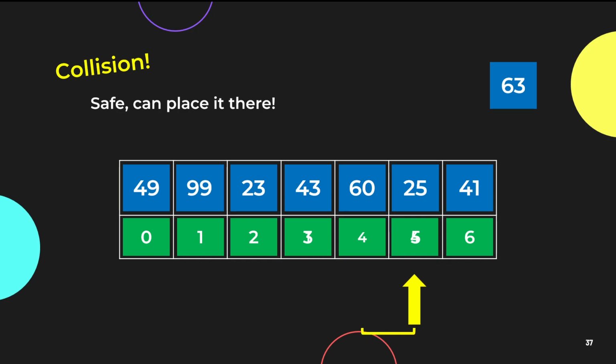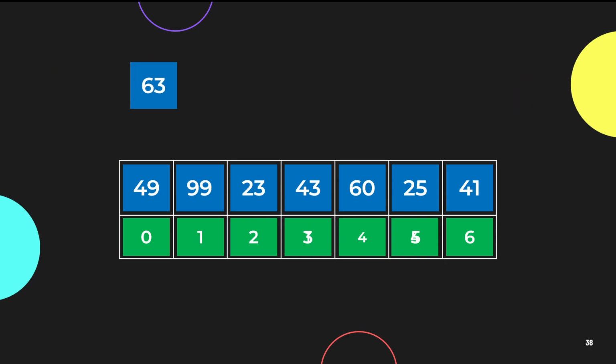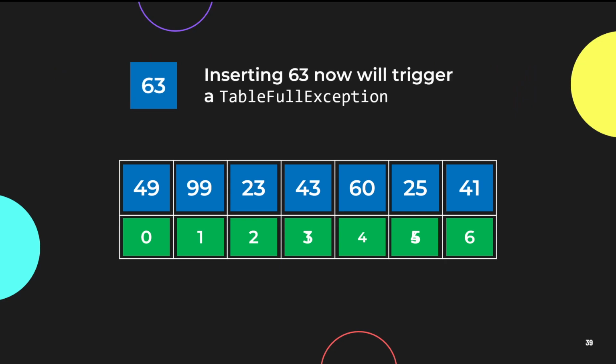So what do we do if it's filled? This will actually cause something called a table full exception. When your table is full, you can't insert any more items, so it will cause a table full exception. The only case that it will not cause one is if you implement table resizing. Once you see that it's full or nearly full, you can expand your table. That is called table resizing. Okay? Any questions? Easy, right?